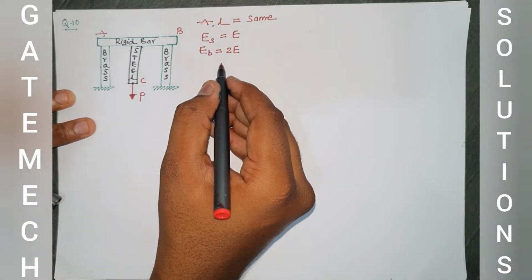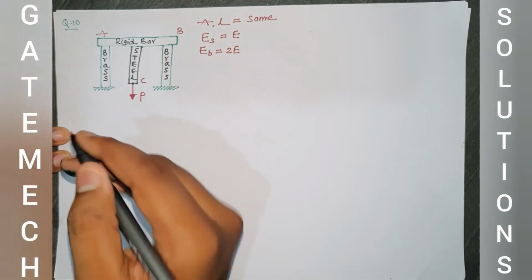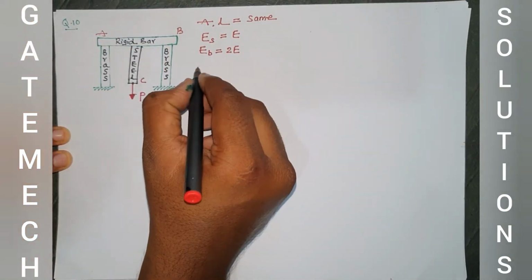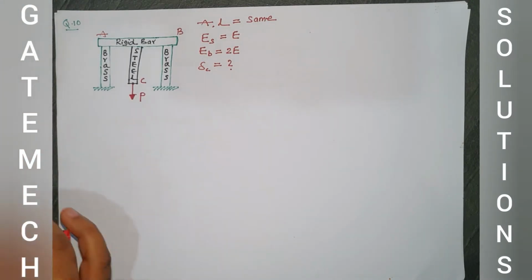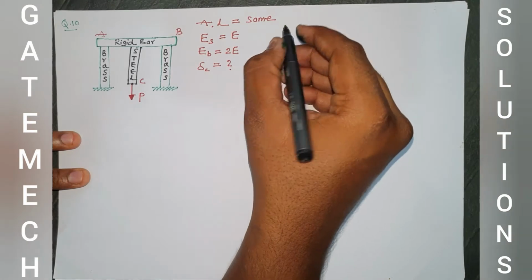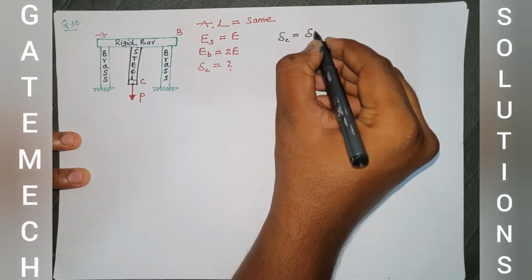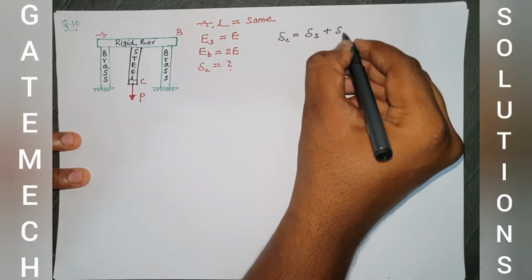In this question, our aim is to calculate the total downward displacement of point C. So just to calculate delta C, if you know the concept and the relation, delta C is exactly equal to delta of steel material plus delta of brass material.